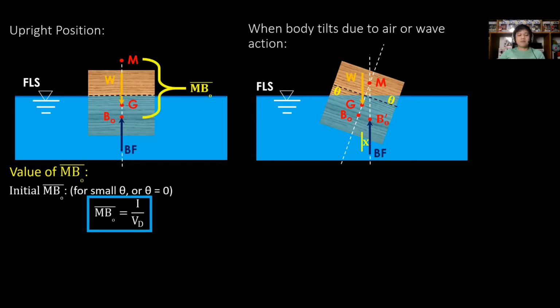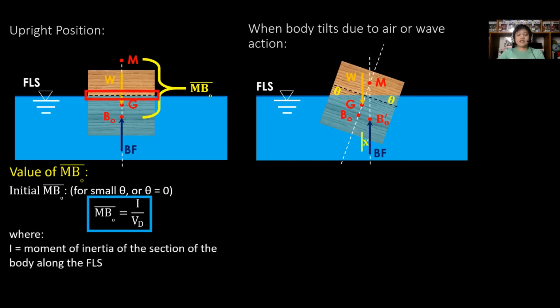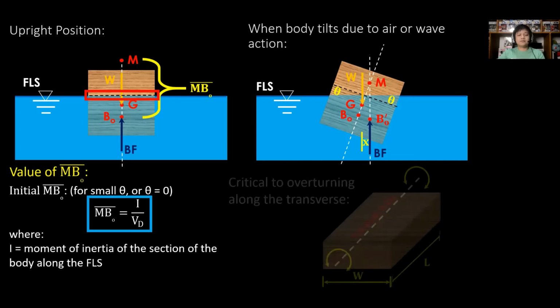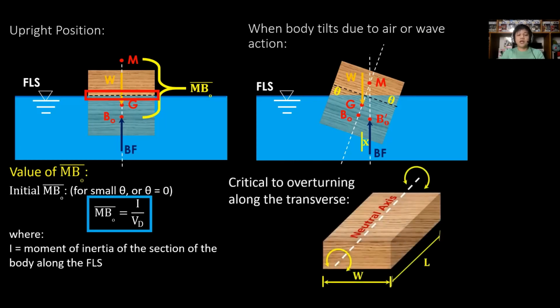First, for initial MBO bar, for small or approaching to zero value of the tilting angle, theta, MBO bar is equal to I all over V sub D. Otherwise, some use V sub O, the volume of the submerged object, where I is the moment of inertia of the section of the body along free liquid surface. Comparing transverse and longitudinal, it is more critical in terms of rotation along the transverse section.